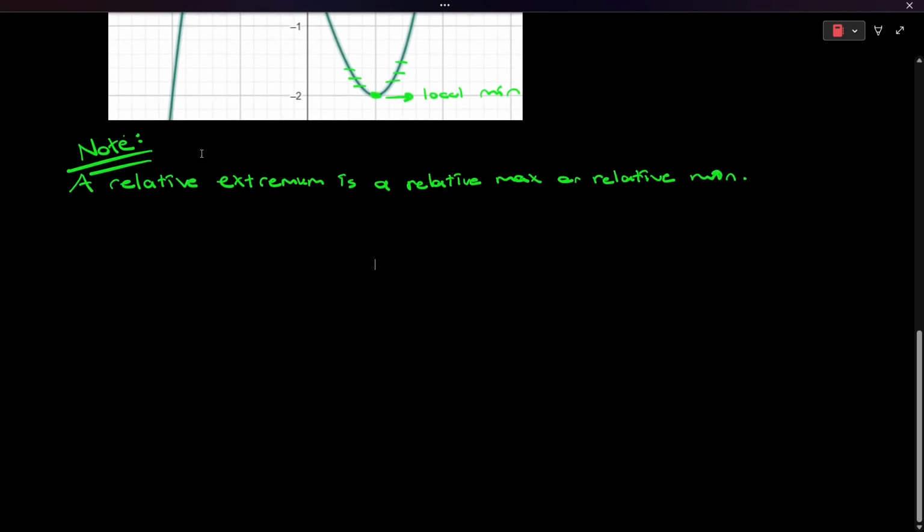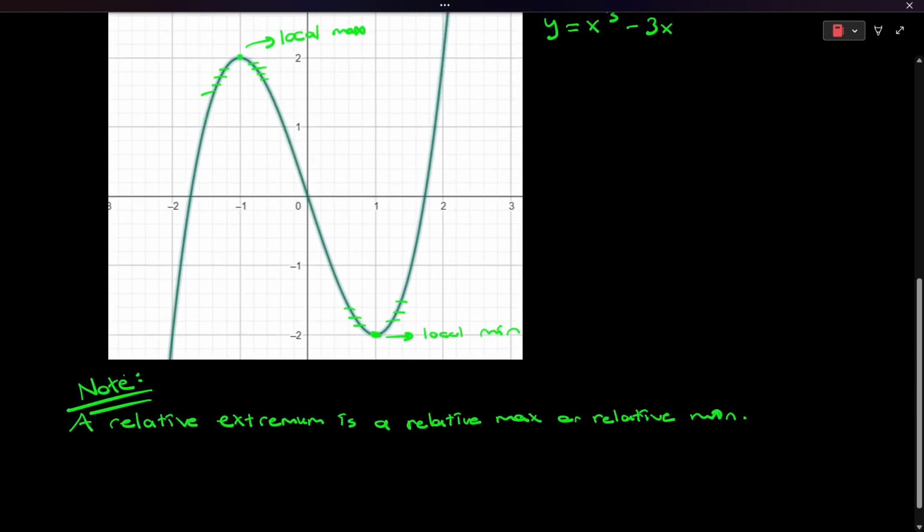A note for us, this is the definition. A relative extremum is a relative maximum or a relative minimum. So if you have a local maximum or a local minimum, that point is also a local extremum. These 2 points are also local extremums.